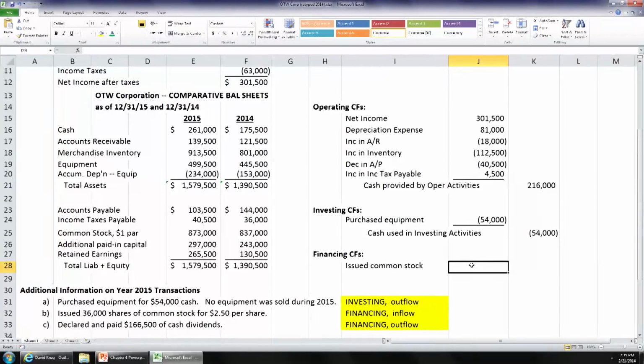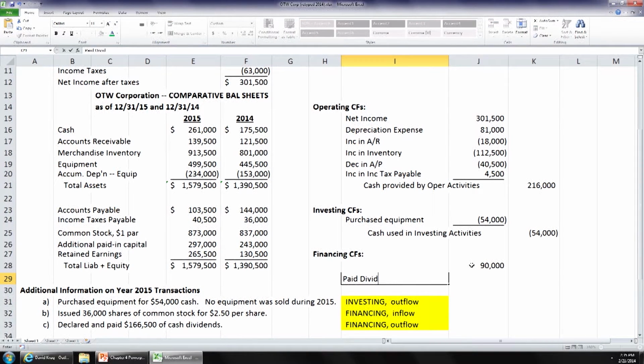Okay, we're back. That wasn't too bad, was it? Now we have two financing cash flows. What's one of them? Issued common stock. Is that going to be a positive or a negative number? It's going to be positive because cash flowed in. How much cash flowed in? Well, we sold 36,000 shares for how much each? 250? That equals 90,000 to the positive, isn't that correct? Would you agree?